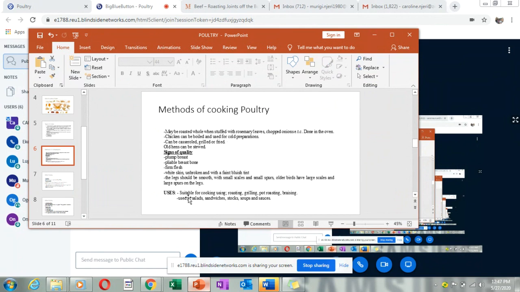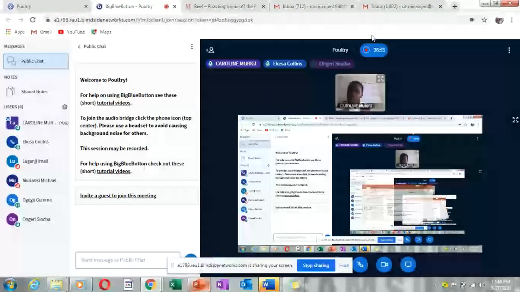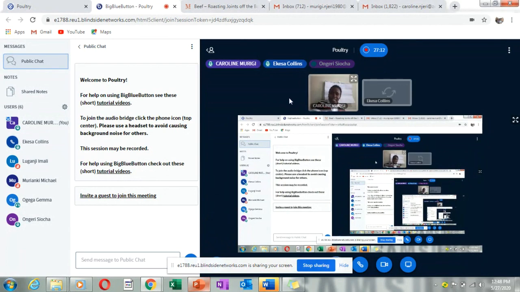So the poultry you have, you can use it for grilling, for roasting, braising, or the boiled ones can be used in salad and sandwiches. Then the carcass of the chicken you can use for making sauces. Are we together? Okay, so that is generally the structure of the chicken.